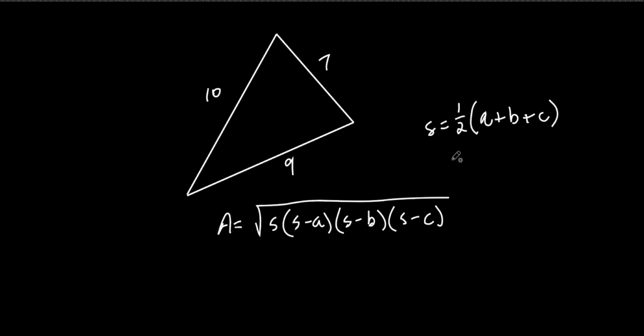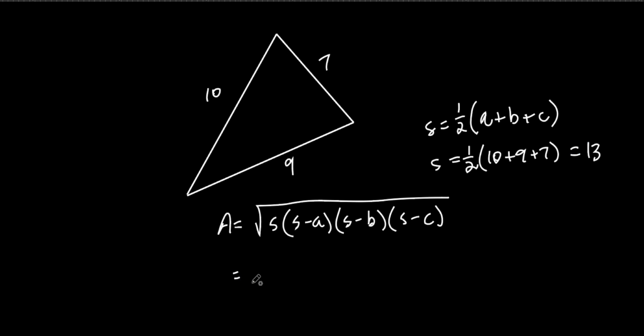Okay, so let's find the semi-perimeter first, and then we'll stick it all in here. So it's 1/2 A plus B plus C. Let's just write it down. 10 plus 9 plus 7. What's that? That's 19. That's 26, right? And then half of 26 is 13. So that's the first thing that we do. We first find the S, the semi-perimeter. We find the perimeter, take half of it, and that's 13.